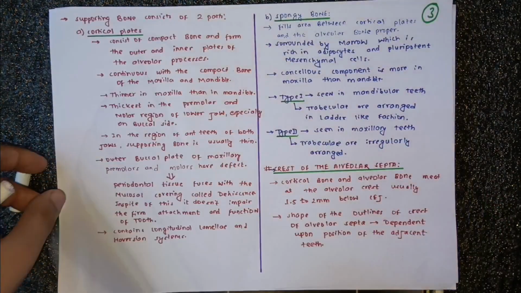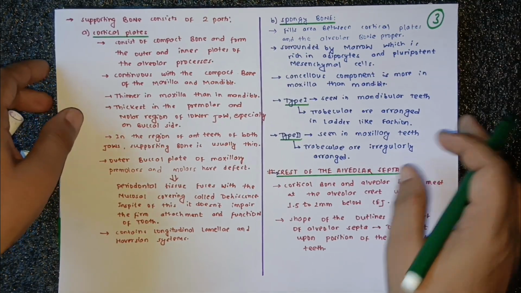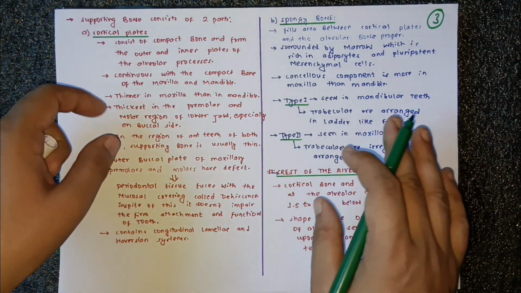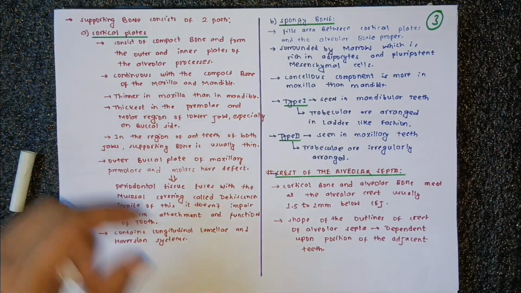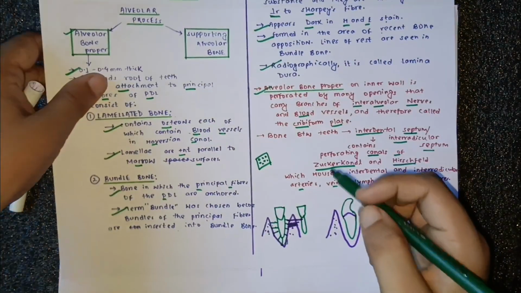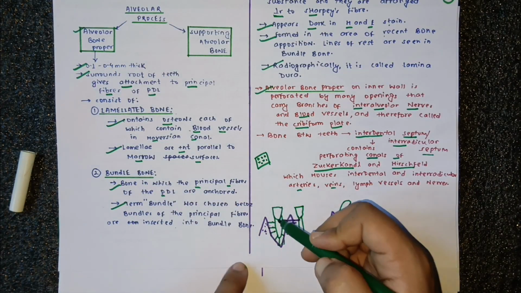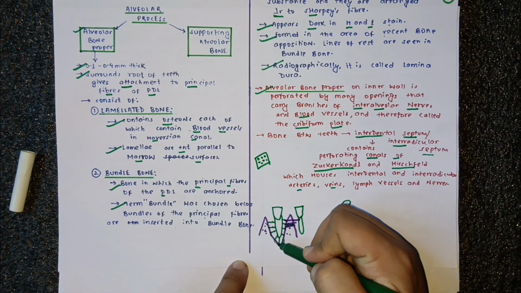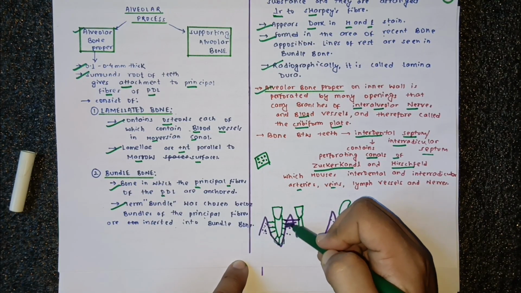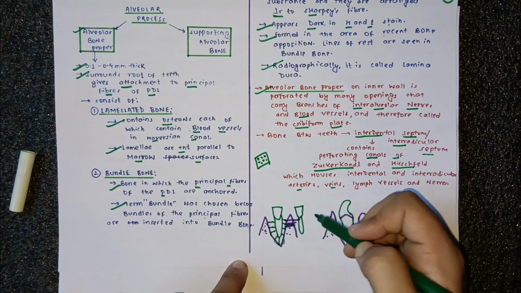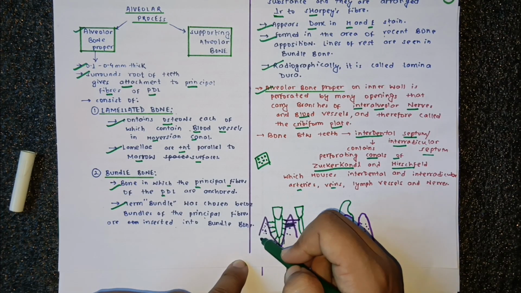After this we will learn about the supporting bone, and the supporting bone also has two parts. One is the cortical plate, another is the spongy bone. I'll show here what the supporting bone is. As in the previous, this is the alveolar bone proper, and those dotted structures forming the interdental septum are the trabecular bone.